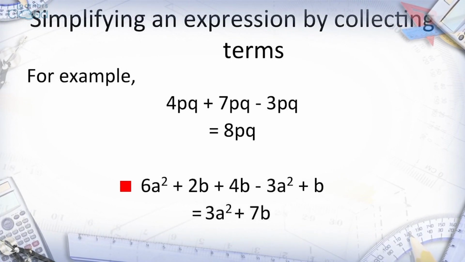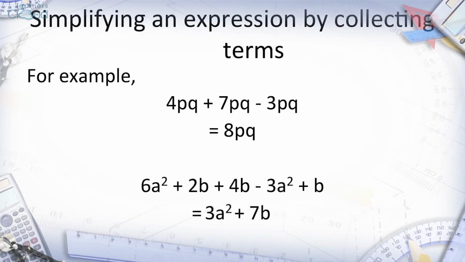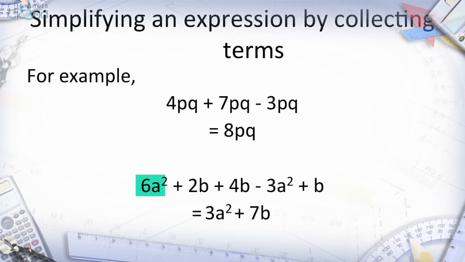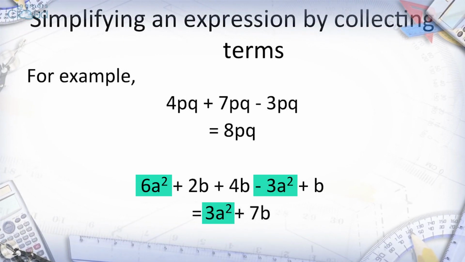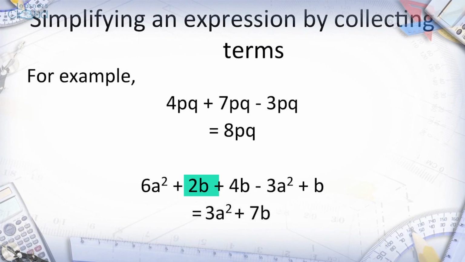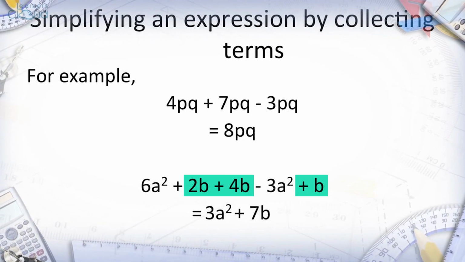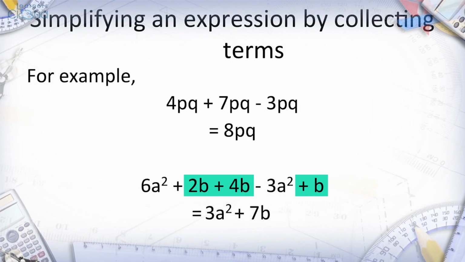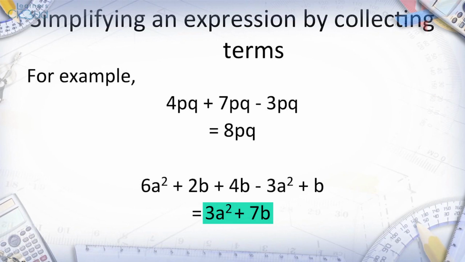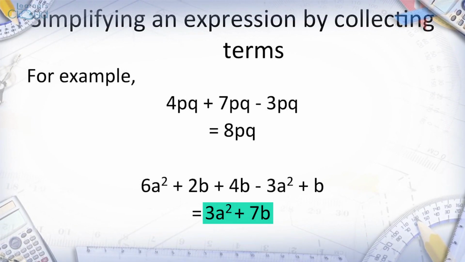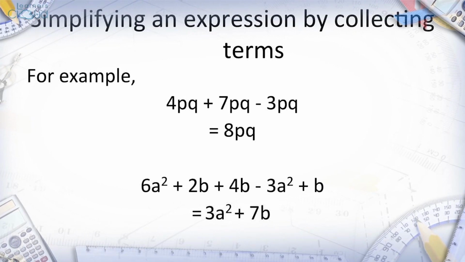Our next example involves a squareds and b's. So we deal with each one separately. Let's look at our a squareds. 6a squared subtract 3a squared would give us 3a squared. And then 2b plus 4b plus 1b, remember, the letter on its own means we have one of it, gives us an overall answer of 7b. So our final answer to that would be 3a squared plus 7b. Remember, we can't simplify those a's and b's any further as they're different letters.